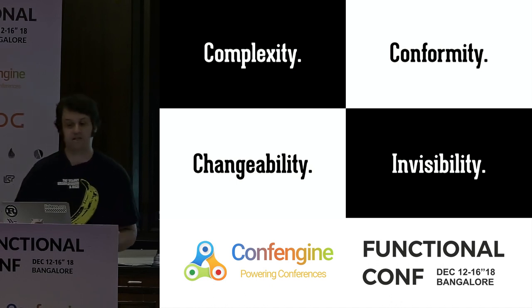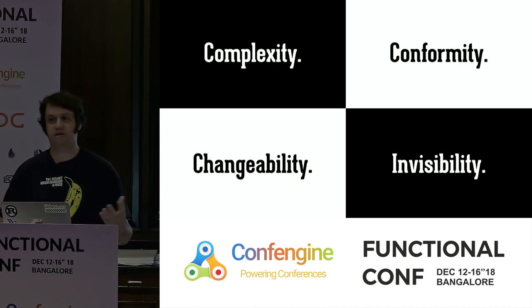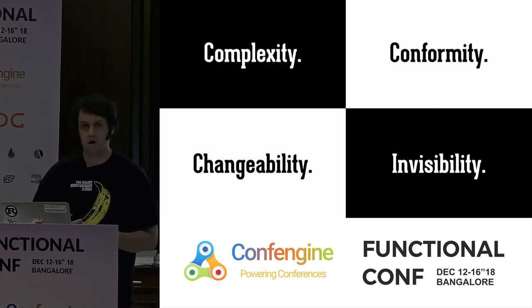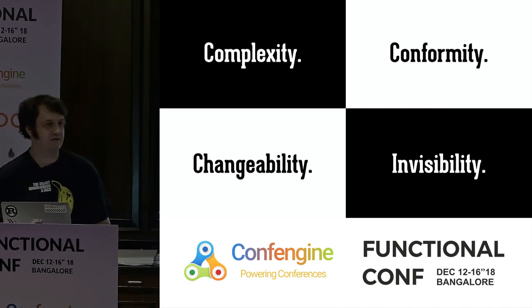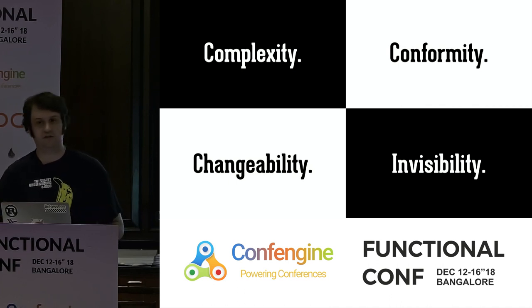The first one's complexity. That is how systems interact with each other. It's not so much the number of things that are going on in our system, but how they interact and how they interact over time. Conformity, the fact that we have to conform to the past, the fact that we have to conform to other systems. We're not just building software in isolation, we're building software to work with other systems, systems that may have been built 30 years ago that may be poor, may be broken in all sorts of ways.